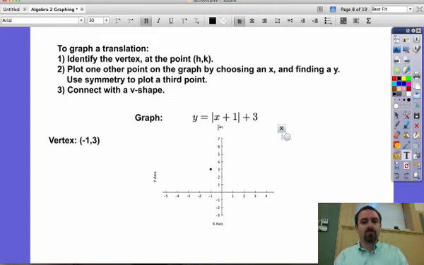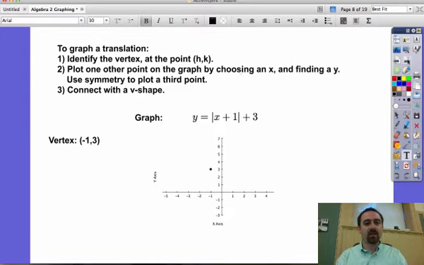So we have x minus a negative 1, so x plus 1. All right, so the x value for the vertex is negative 1. And then we add 3, and that's pretty straightforward. Okay, so the h value of the vertex is always the opposite sign of what you see here. So x plus 1 gives us a negative 1, and plus 3 gives us a positive 3. The vertex is right here.